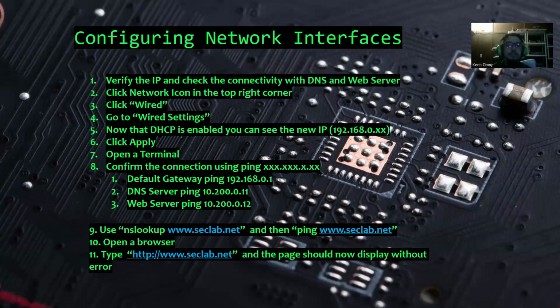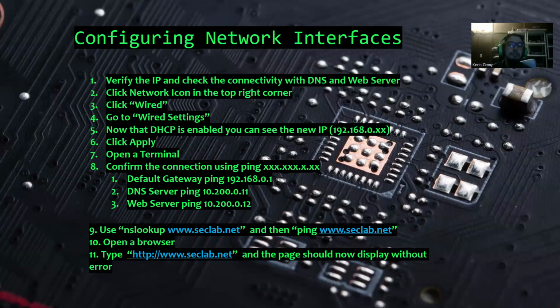Click Apply, open a terminal, and confirm that you have a connection by using the ping command, followed by the IP of the machines that you want to ping or talk to. In this case, the first machine that you're going to want to try to talk to is the default gateway.